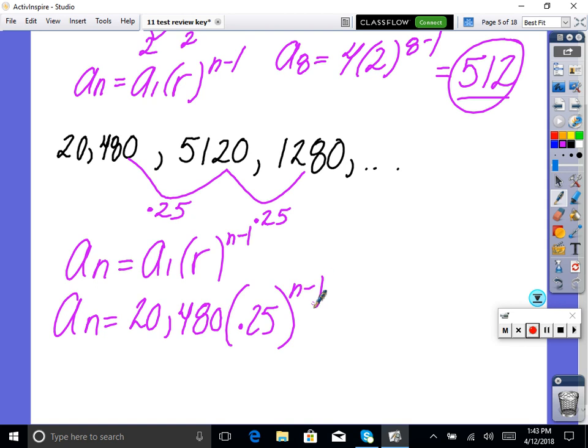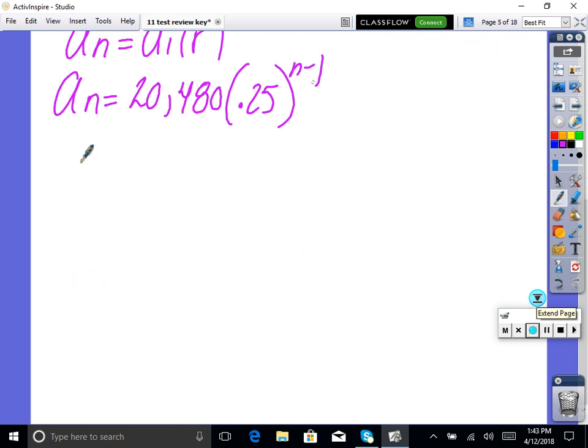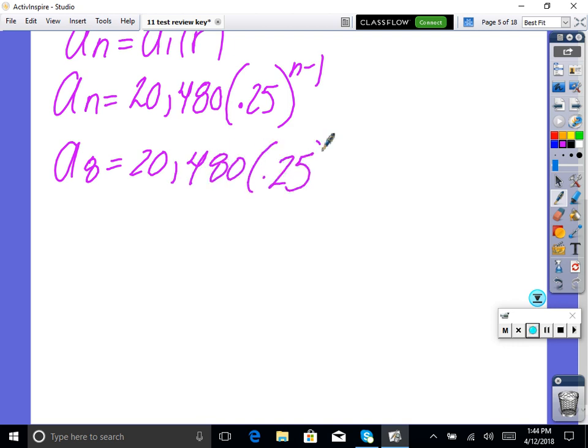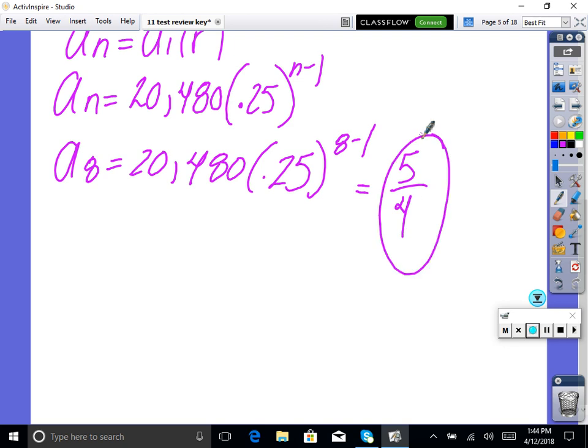It does ask us to find the 8th term. So a sub 8 is equal to 20,480 times 0.25 raised to the 8 minus 1. You would type that into your calculator and you get 5/4. If you got a decimal, you would just hit math, enter, enter, as we well know.